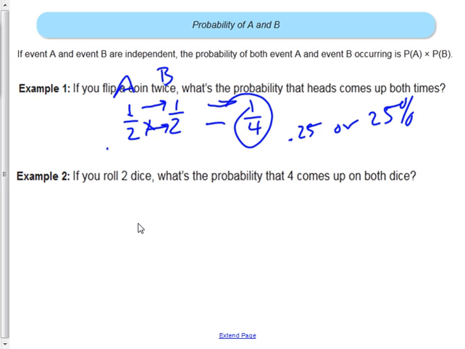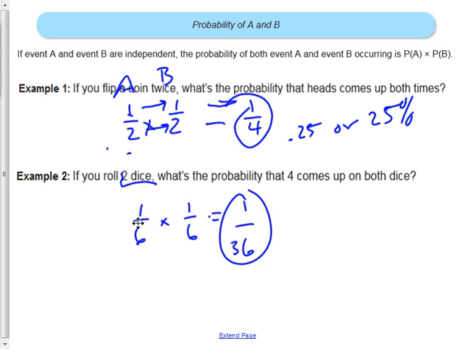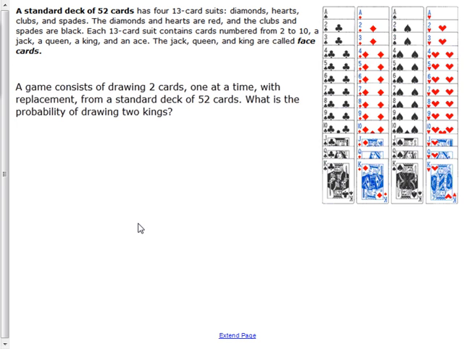So if we roll 2 dice, what's the probability that a 4 comes up on both dice? Well, that'd be 1 out of 6 for the first die, and then 1 out of 6 for the second die. And then 1 times 1 is 1, and 6 times 6 is 36. So we actually have a 1 out of 36 chance of getting a 4 to come up twice, okay?